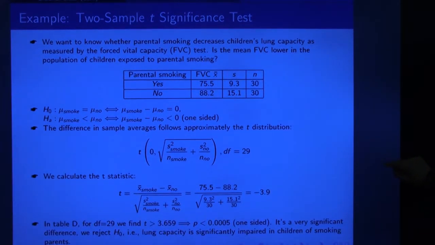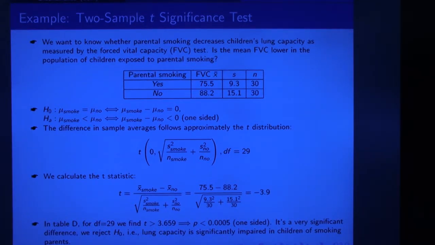This is called a two-sample t significance test. Two-sample z-test is easier than this because we don't need to consider the degree of freedom. So here we want to know whether parental smoking decreases children's lung capacity as measured by the forced vital capacity FVC test. Is the mean FVC lower in the population of children exposed to parental smoking? That is the question we want to test.